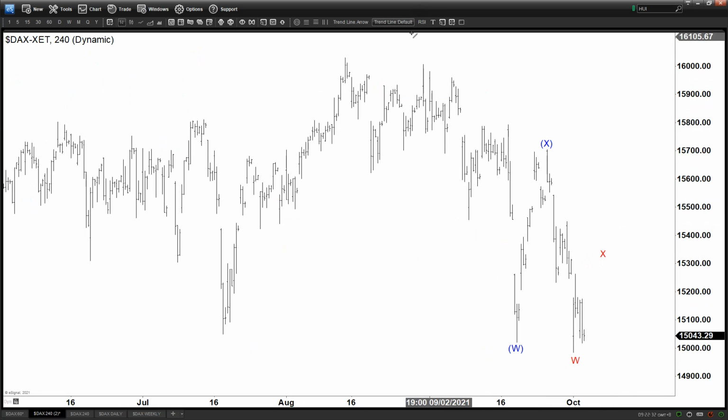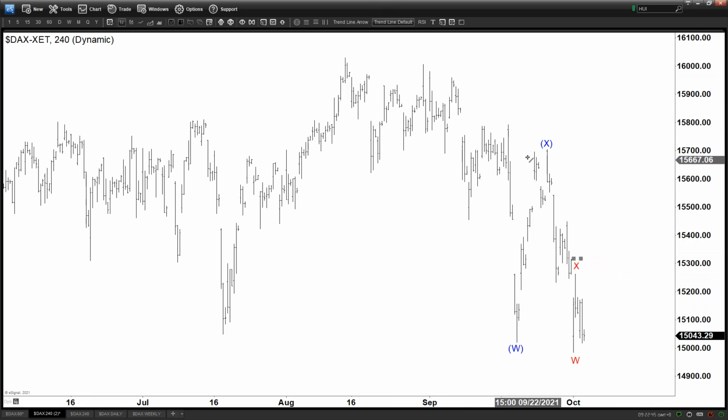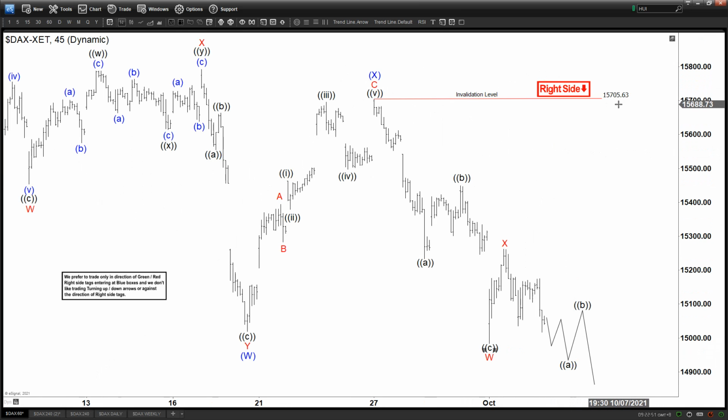For example, we can rally first, do a double in the X before turning lower, and now again that's another possible route. But it doesn't matter. I mean, nobody knows exactly the short-term route, but what we know here is as long as we stay below here, which is the key, as long as we stay below 15,705, we should be looking for the downside.